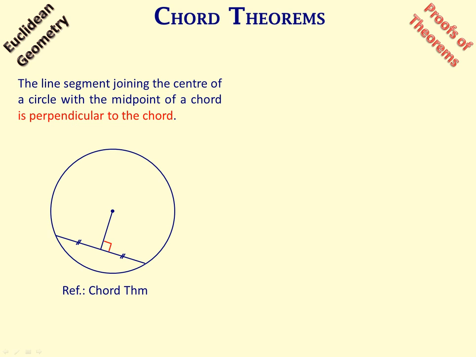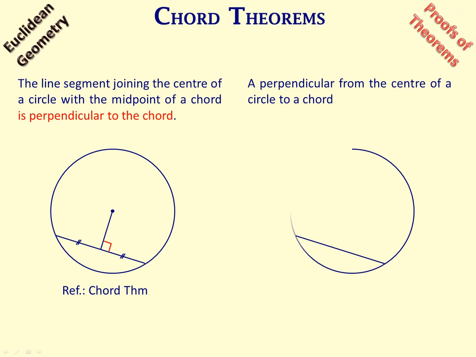And then the second one is the converse of that. The theorem says if this then that: if midpoint then perpendicular. The converse will say if perpendicular then midpoint. So we have the perpendicular from the center to a chord, and it bisects the chord. That's the converse chord theorem, but we refer to it as the chord theorem. That's fine if you do that. You don't have to say converse.